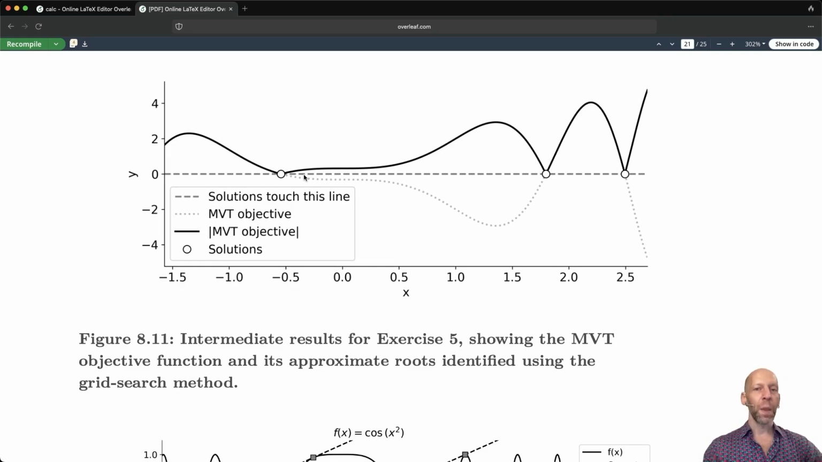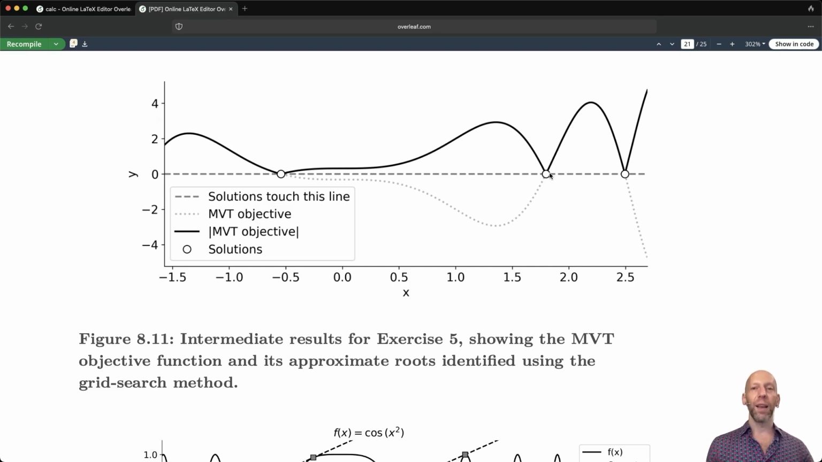Okay, and then this figure is showing results of the grid search technique that you learned about in Chapter 6. The dotted line is the objective function, and the black line is the absolute value of the objective function. You will remember from Chapter 6 that when we use the grid search method to find critical points of a derivative, we take the absolute value and look for the minimum points here. Okay, so that's the 3 solutions.